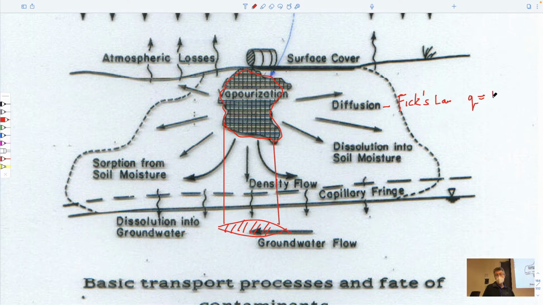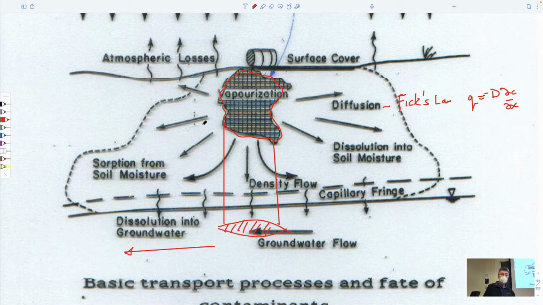Q equals D dC/dx, being driven by a concentration gradient. It could be driven by flow, because these vapors are typically denser than air, and so they'll sink. And if they sink to the vadose zone, then they will contact the vadose zone and may be dissolved by dissolution into groundwater, as we've talked about. And if they're dissolved in water, then they can also be transported down gradient to some compliance location.